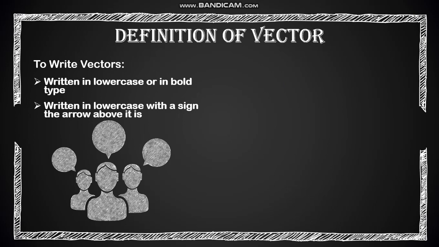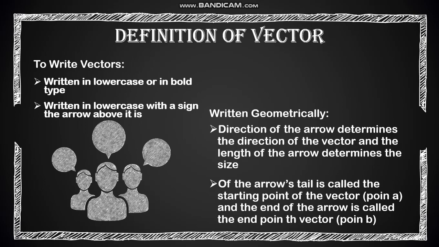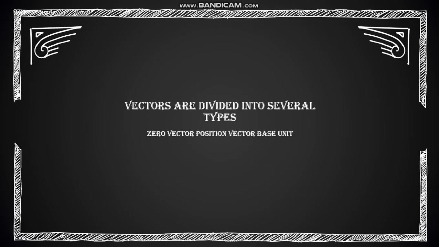To write a vector: 1. Write in lowercase or in bold type. 2. Write in lowercase with an arrow sign above it. The direction of the arrow determines the direction of the vector, and the length of the arrow determines the size of the vector. The arrow tail is called the starting point of a vector, point A, and the end of the arrow is called the end point of the vector, point B.